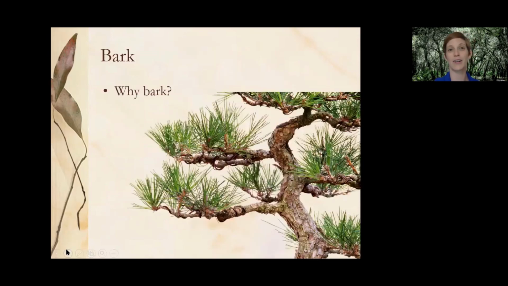Okay, so we're going to start off with bark. Why bark? Who cares? Whatever, it's just bark. Bark is super important, especially in the wintertime when you don't have leaves to look at. And bark is also something that plants don't necessarily have.